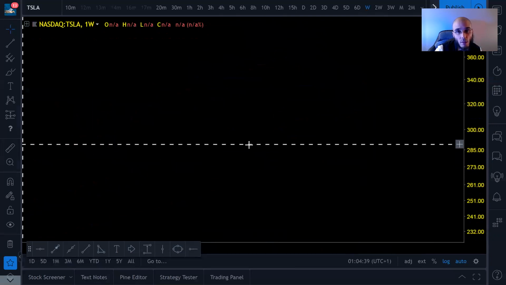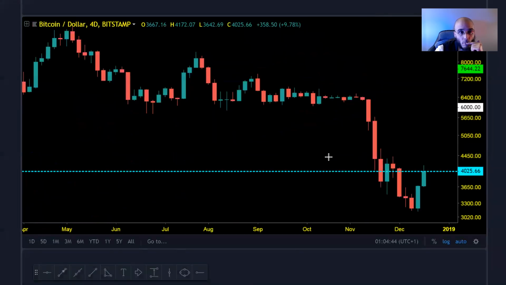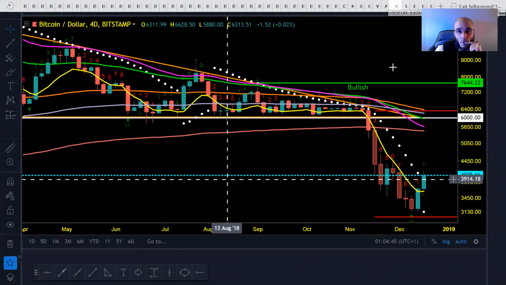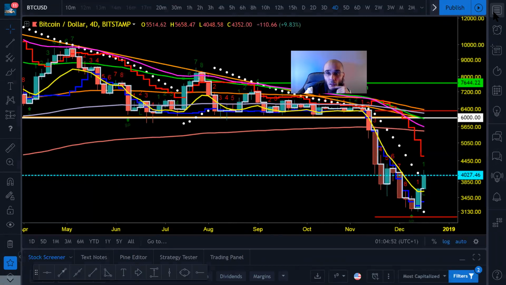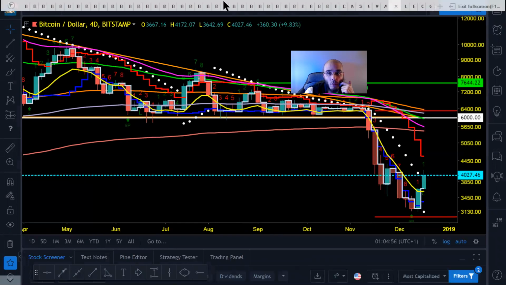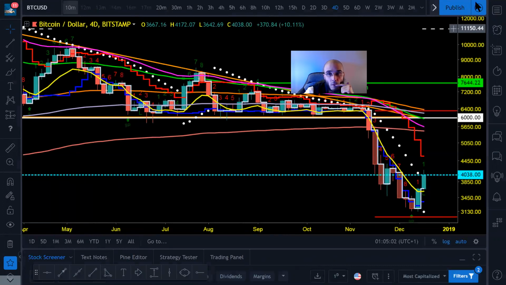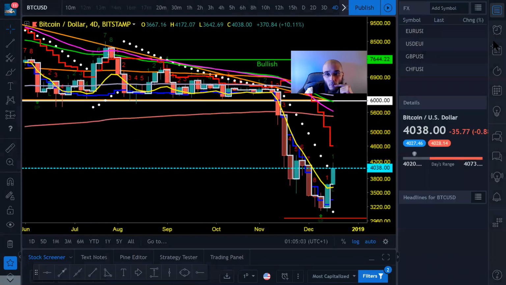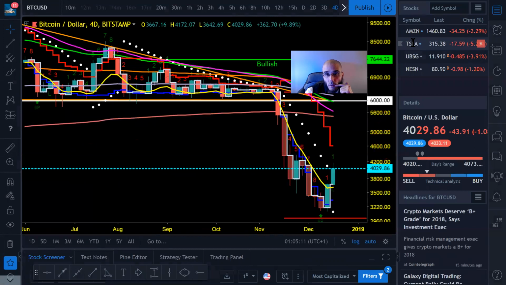Okay, that's the Tesla chart. Let's see if we can get it. Okay, it's not giving me the Tesla chart. I can look for it, but I'm not sure I'm going to find it very fast. So if I'm looking at stocks, I have the Tesla chart here.